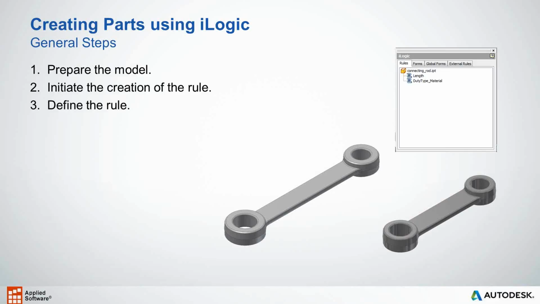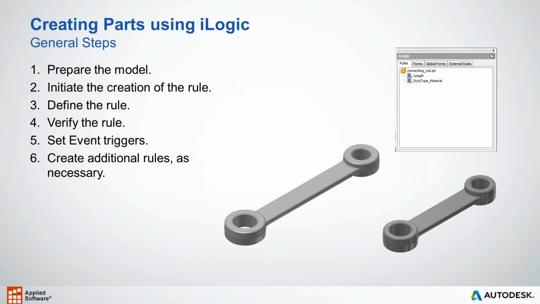Step 3, once that rule is initiated, we need to define that rule, which means we need to give it some kind of meaningful name. Then once we have defined our rule and started adding our iLogic code, we need to verify the rule and just make sure everything's working as expected. Then, if we have the need, we have the capability of setting event triggers. And then, if there are any additional rules, we just need to create those as needed.